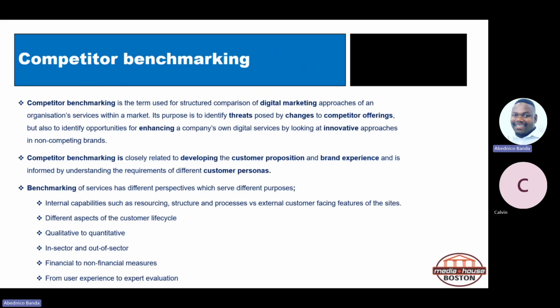So benchmarking of services has different perspectives which serve different purposes. So of course it looks at internal capabilities such as resources. Do you have enough resources? Do you have enough manpower? Versus external customer facing features of the site. You look at different aspects of the customer life cycle. You look at quantity versus quality. You look at in-sector versus out-sector. You look at financial to non-financial measures. Of course, you look at user experience versus expert evaluation. So all those elements are always crucial.